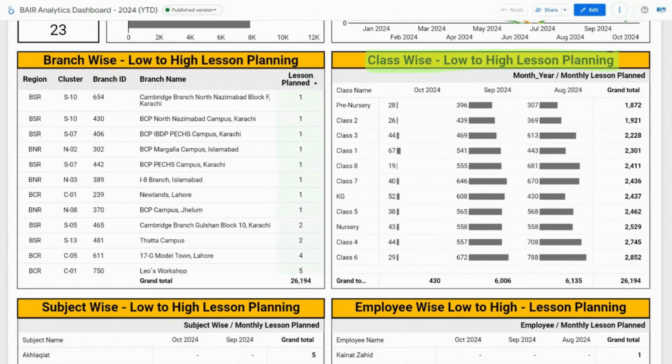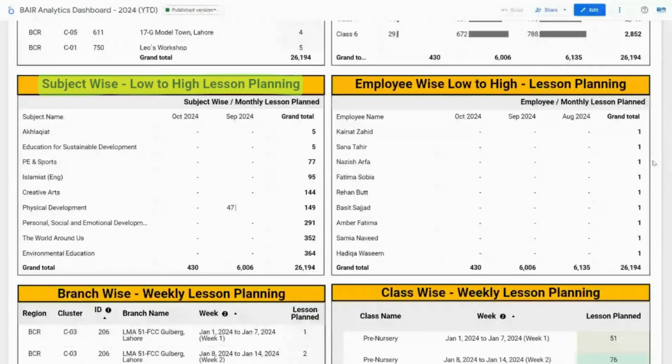The Class-Wise Low to High Lesson Planning chart presents a summary of lesson planning for each class, arranged from the lowest to the highest number on the basis of month and year in which lessons are planned. The Subject-Wise Low to High Lesson Planning chart provides a summary of lesson planning by subject, organized from the lowest to the highest number of lessons planned on the basis of month and year. The Employee-Wise Low to High Lesson Planning chart summarizes the lesson planning contributions of each employee, organized from the lowest to highest number on the basis of month and year in which lessons are planned.